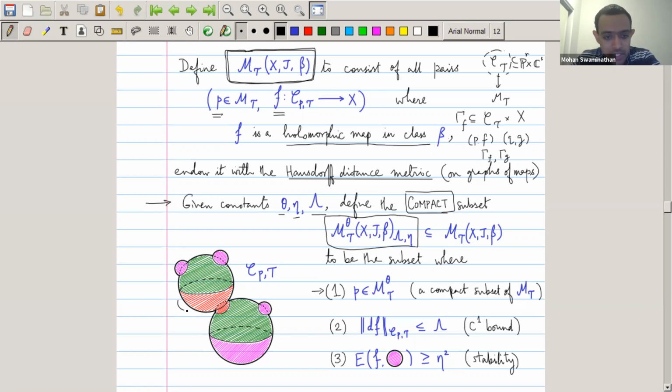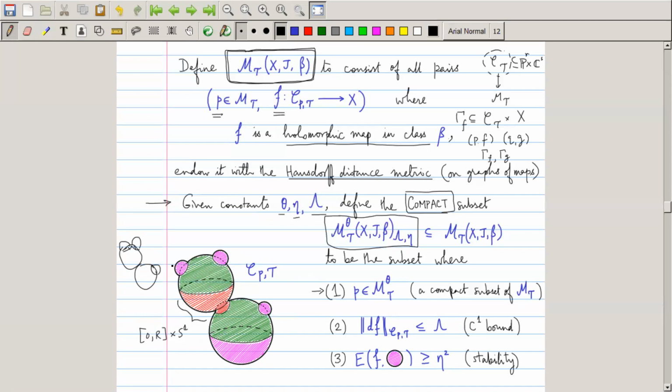Each of these regions is abstractly an annulus, right? [0, R] × S^1. And this theta essentially controls how long this R is supposed to be. In other words, how close we are to breaking to a nodal curve like this. So this is like the modulus of that annulus, is that right? Exactly. So this theta is telling us something: as theta gets small, the modulus of the annulus gets big. That's the thing you need to keep in mind.